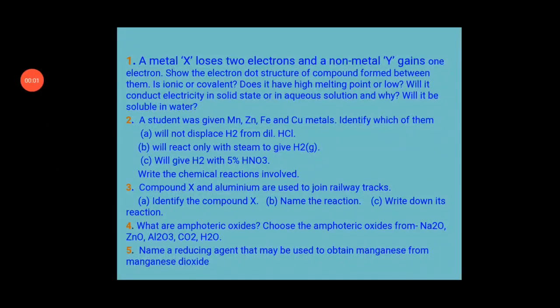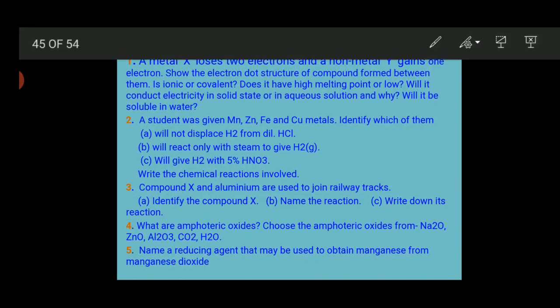The first question is, a metal X loses 2 electrons and a non-metal Y gains 1 electron. Show the electron dot structure of the compound formed between them. Is it an ionic or covalent compound? Does it have a high melting point or low? Will it conduct electricity in solid state or in aqueous solution, and why? Will it be soluble in water?